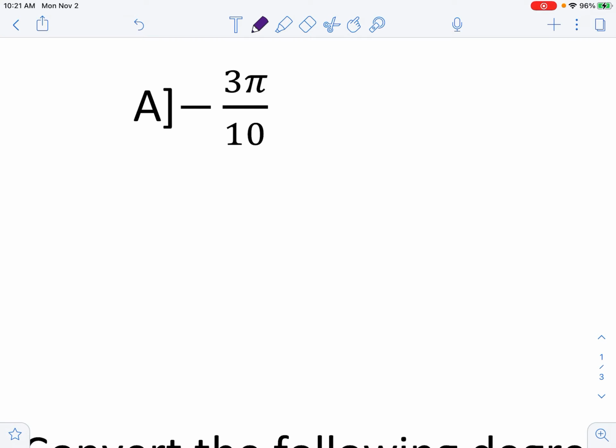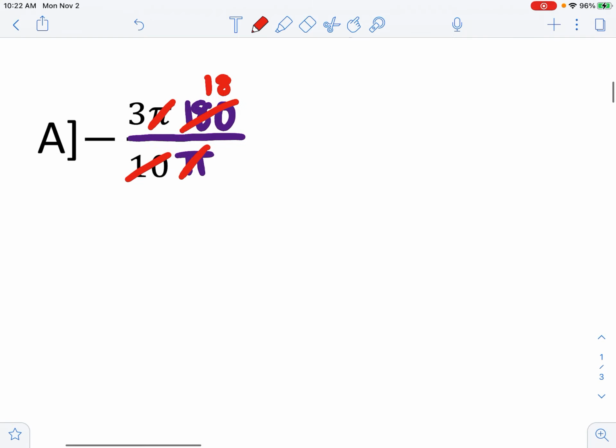All right, now we're going to convert the following radians to degrees. So if you look here, we have pi in the answer. I would like to get pi out of my answer, so I'm going to divide by pi. That means I'm multiplying by 180. So the pi's will cancel because pi divided by pi is 1. And then remember, you want to make the number smaller before you multiply. So divide by 10 first. Is either 3 or 180 divisible by 10? Yes, 180 is. It goes in there 18 times.